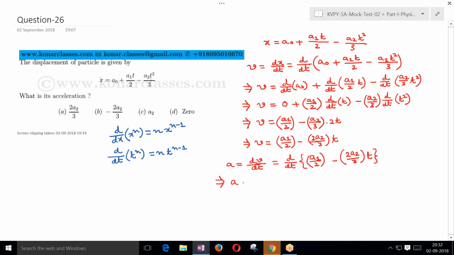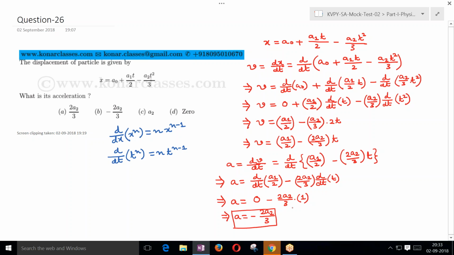So from here we get a is equal to d/dt of a1 by 2 minus 2a2 by 3, we can take outside of the differentiation because it is a constant, so d/dt of t. So acceleration is equal to d/dt of a1 by 2, a1 by 2 is a constant, so d/dt of a1 by 2 should be 0, minus 2 into a2 by 3 into d/dt of t, which is equal to 1. So acceleration is equal to minus 2 into a2 by 3, and we get the correct option as B.